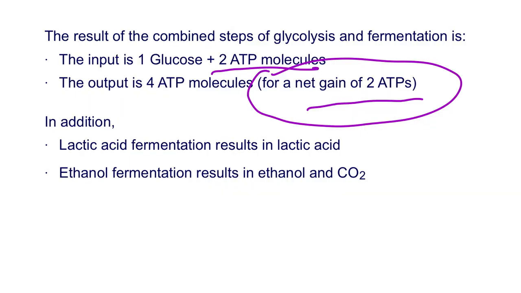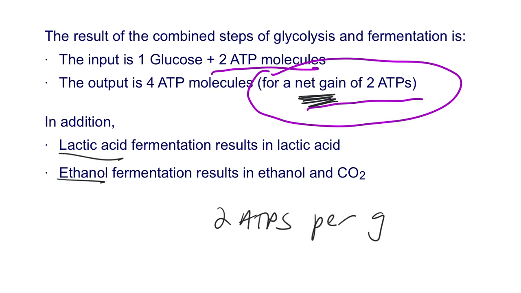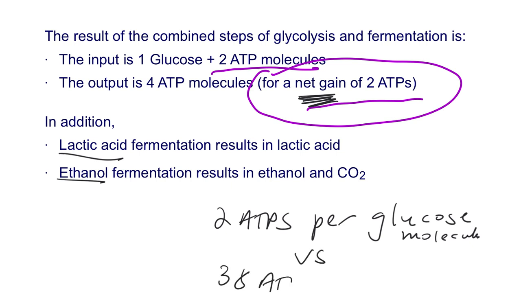So you get the same net gain of ATPs, whether you're using lactic acid or ethanol fermentation. You only get 2 ATPs per one glucose molecule, compared to aerobic, where you get 38 ATPs per glucose molecule. Big difference.